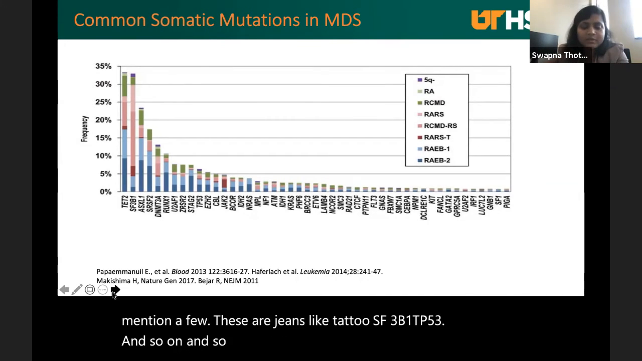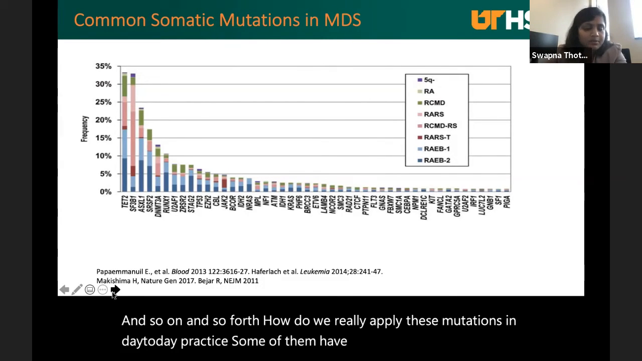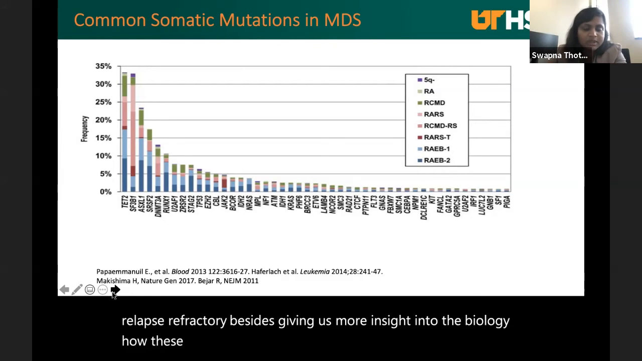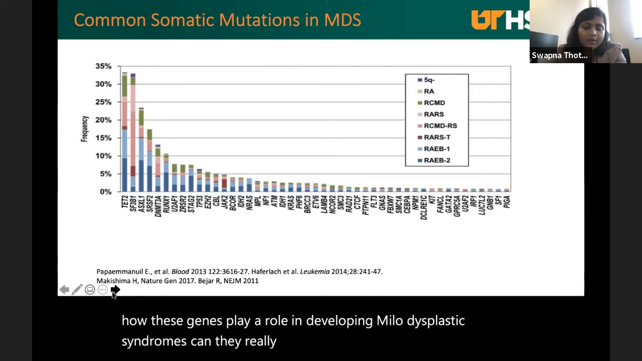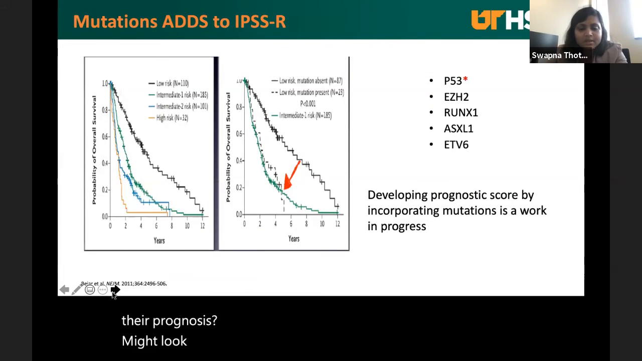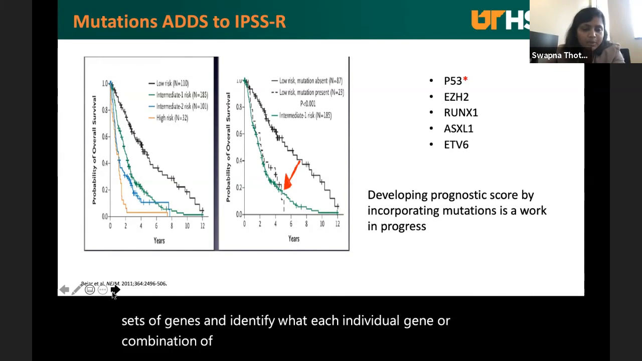How do we really apply these mutations in day-to-day practice? Some of them have targeted treatments in the relapsed refractory setting. Besides giving us more insight into the biology, how these genes play a role in developing myelodysplastic syndromes, can they really be used to improve our prediction of how a patient's diagnosis impacts their life, or what their prognosis might look like? There have been studies that combine sets of genes and identify what each individual gene or combination of genes would impact their prognosis.